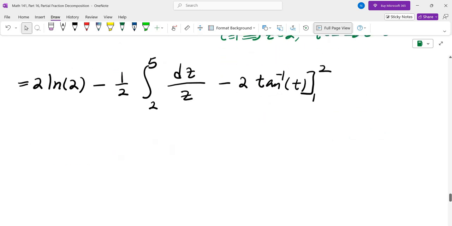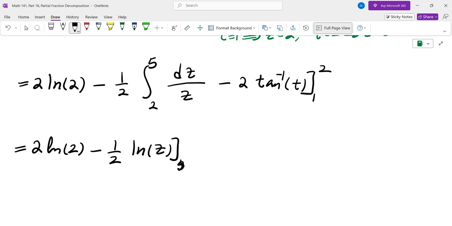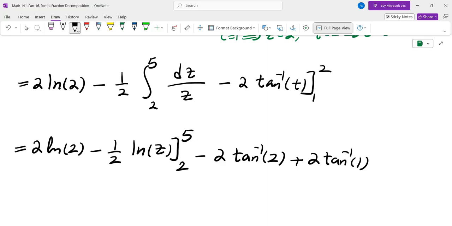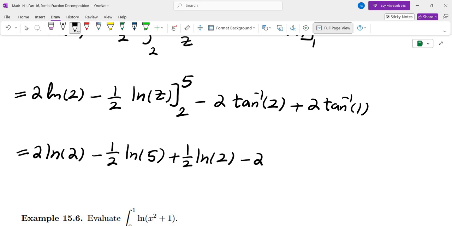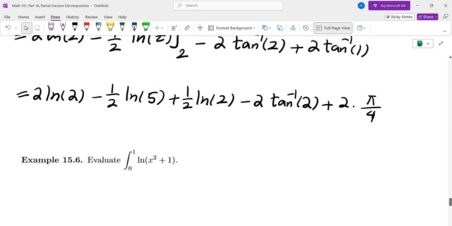Let's now substitute, integrate, and substitute. So we get 2 natural log of 2 minus 1/2 natural log of z from 2 to 5. And then the last one is minus 2 tan inverse of 2 plus 2 tan inverse of 1. So this would be 2 natural log of 2 minus 1/2 natural log of 5 plus 1/2 natural log of 2 minus 2 tan inverse of 2 plus 2 times pi over 4, which is tan inverse of 1.